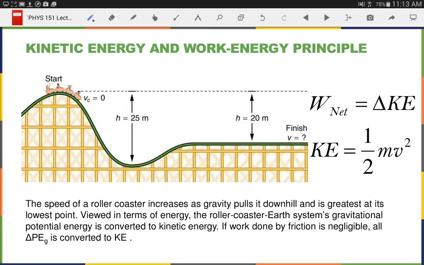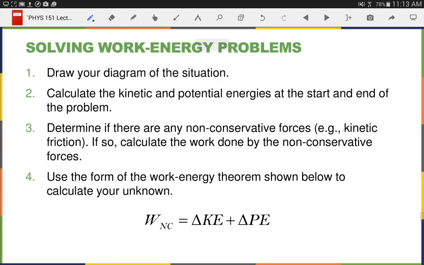It's a very trivial problem because we have a relationship: the net work is equal to the change in kinetic energy. Now, instead of just solving this, I'm going to go to my next slide that has the steps to solving a problem. When you're solving a work-energy problem, step number one, draw your diagram of the situation. Well, that was already done on the preceding slide. Step two, simply calculate the potential and kinetic energies at each location that's important in the problem. So the starting point, the ending point.